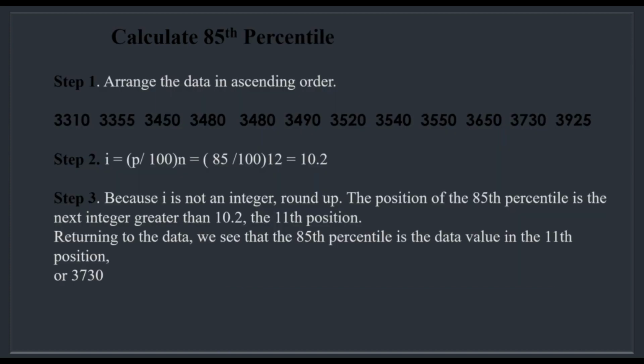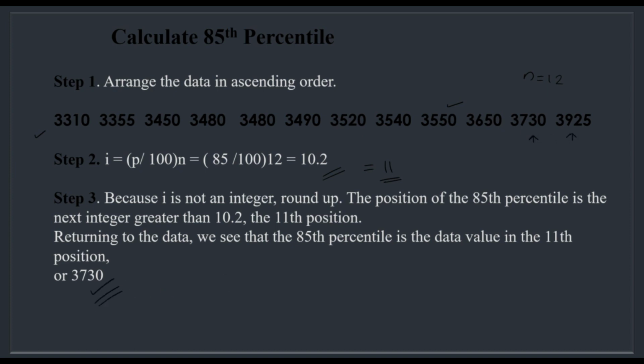So let's assume that we want to calculate the 85th percentile of this data set. First we arrange the data in increasing order. It is already arranged. So 85 divided by 100 into 12, as this data set contains 12 numbers. The value is 10.2. The 10.2 is not an integer, so we round up to 11. So which one is it? It is the 11th value.